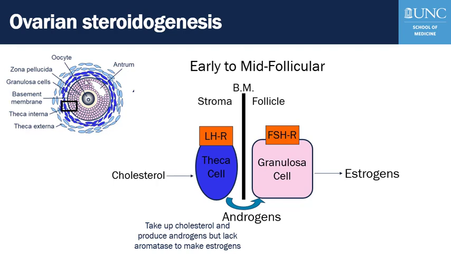So now if we look closely at that interaction with these two cells here, in the ovary, the theca cells contain enzymes to produce androgens from cholesterol, but they don't have the aromatase enzyme that's required for that last step to convert androgens to estrogens. However, the granulosa cells do express aromatase, so they can convert androgens that are made in the theca cells into estrogens. And so this process of estrogen production happens in the early to mid-follicular stage.